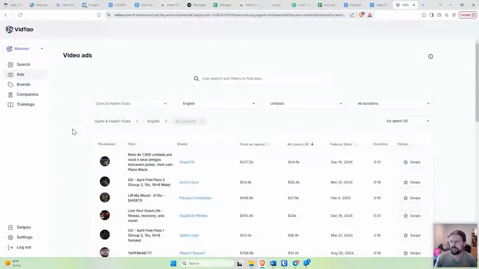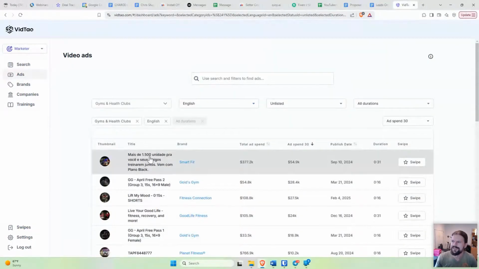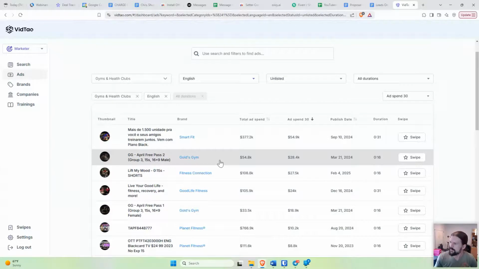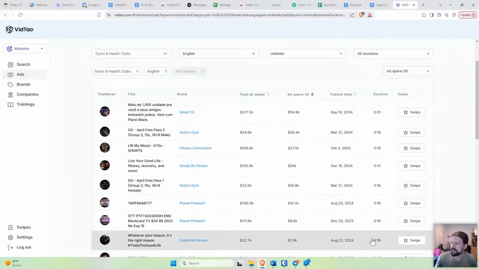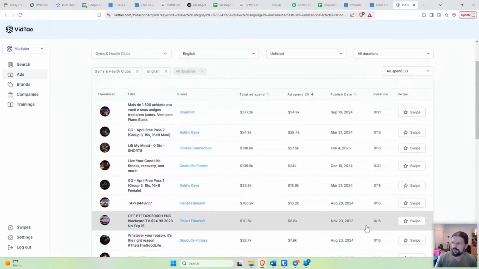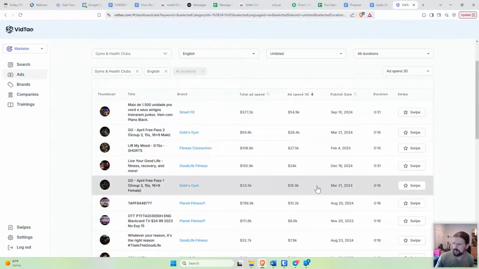And then, still the first one's Smart Fit. These filters are not perfect. And okay, so we have Gold's Gym. And notice, by the way, these are like 15 or 16, 30, 31 seconds. These tend to be the big corporations, because they will create a TV commercial format, and then they'll just dump it on YouTube and hope it works. So theirs are usually 15 or 30 seconds.